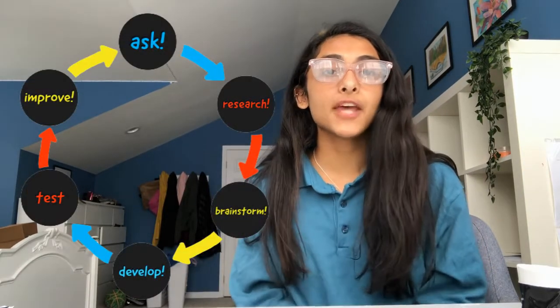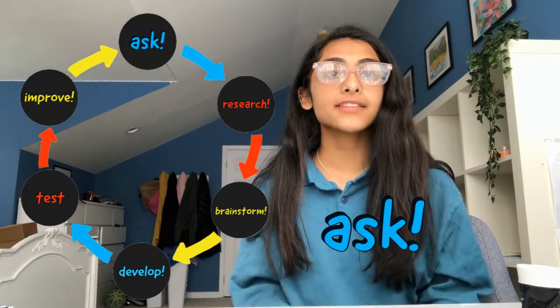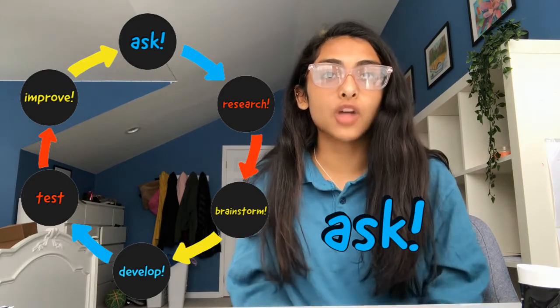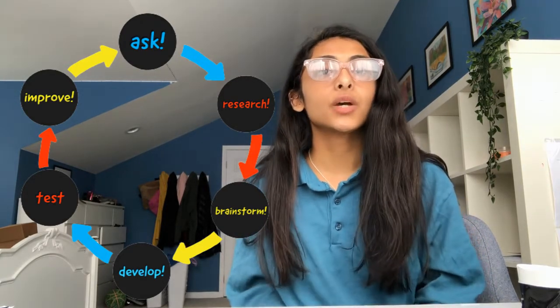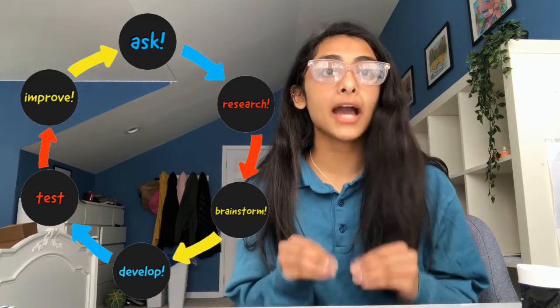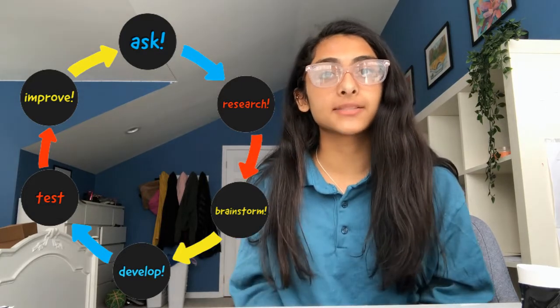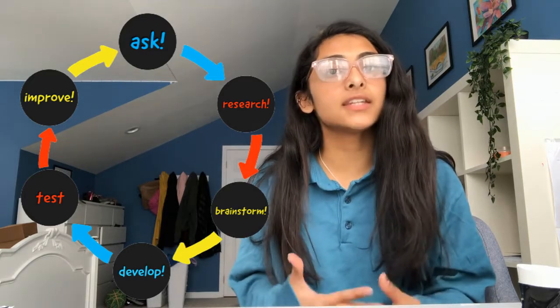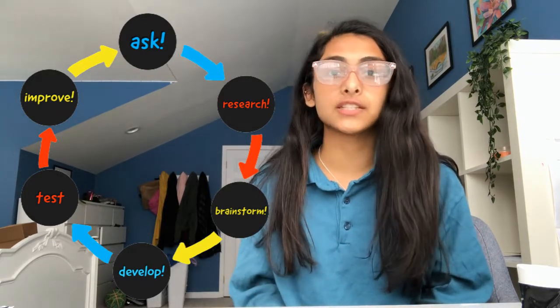So, the first step in the design process is to ask a question. What exactly is the problem you are trying to solve? Well, in this case, we want an egg to drop from a high distance and still be intact. This helps define your problem and allows you to identify the needs and limitations for your design.